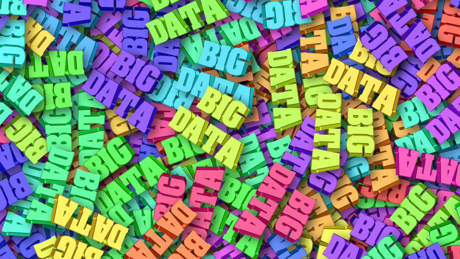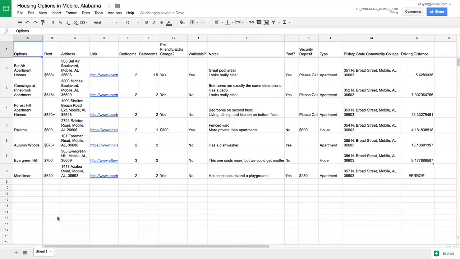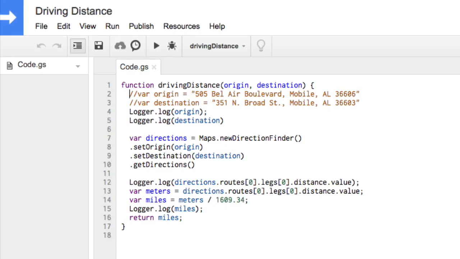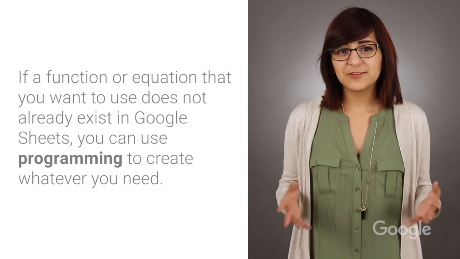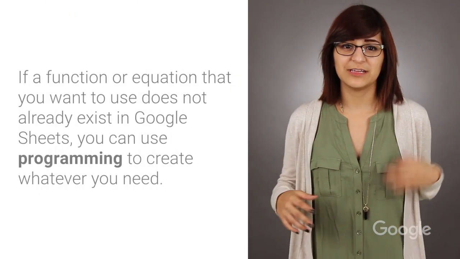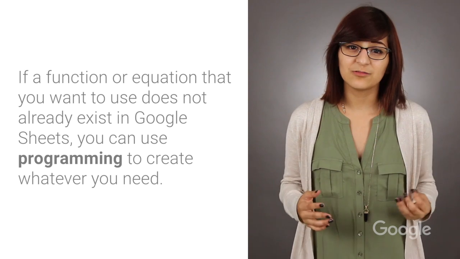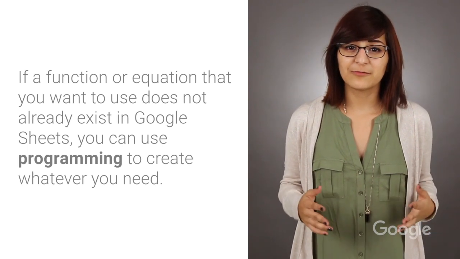In this activity, you research lots of data and make an informed decision about housing options. You use a spreadsheet to record, organize, and graph the information you found. Then, you use Script Editor to pull a location from your spreadsheet and calculate the distance between it and a point of interest. As you found, if a function or equation that you want to use does not already exist in Google Sheets, you can use programming to create whatever you need.